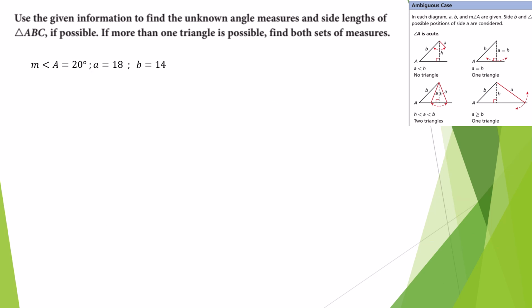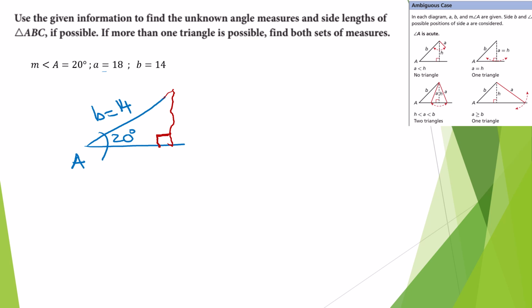Let's solve another triangle. Angle A is 20 degrees. Let's try to make the angle A. Here A is 20 degrees. Now a is 18, so you have to create a equals 18 and b equals 14. So b is 14. First of all, I have to find the height, so for that I will drop my height over here. This will become my 90 degrees.